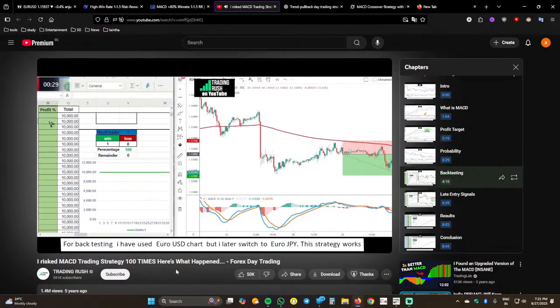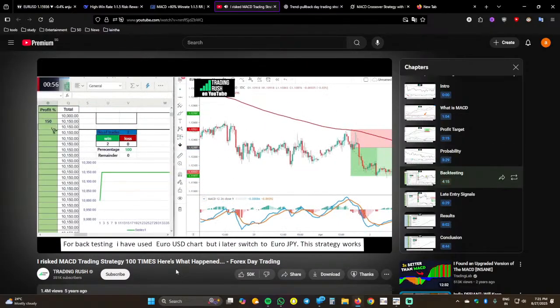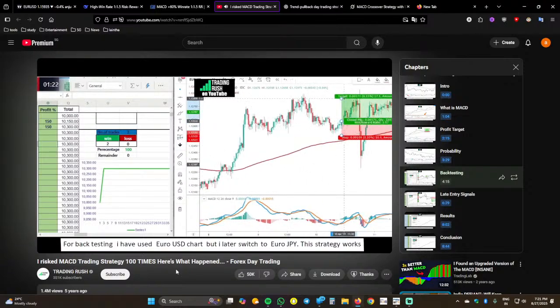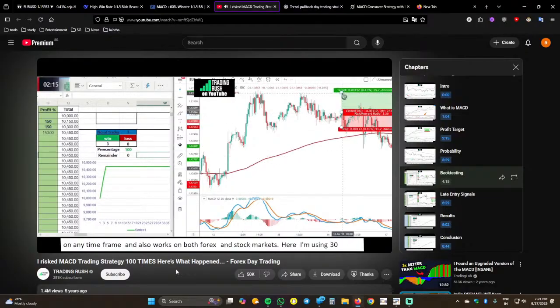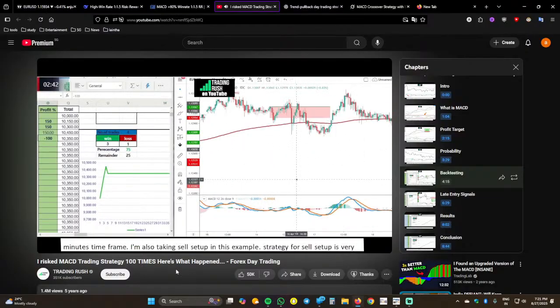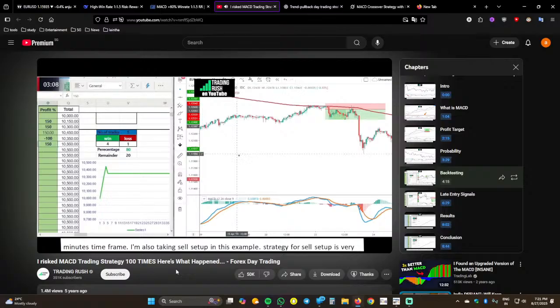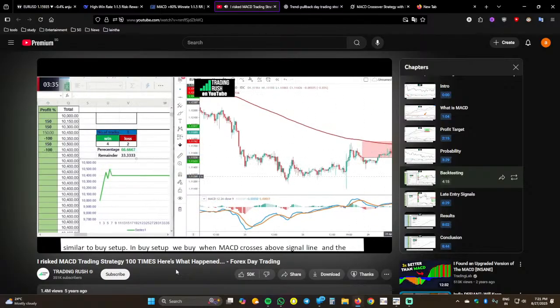For backtesting, I have used Euro USD chart, but I later switched to Euro JPY. This strategy works on any time frame, and also works on both Forex and stock markets. Here, I'm using 30 minutes time frame. I'm also taking sell setup in this example. Strategy for sell setup is very similar to buy setup.